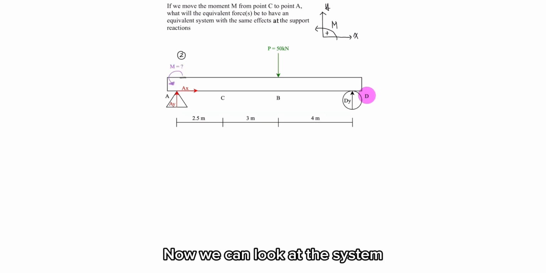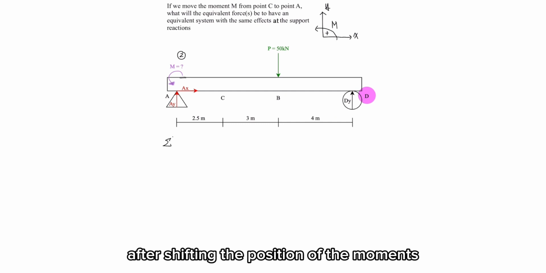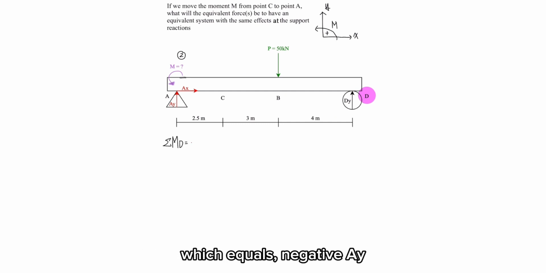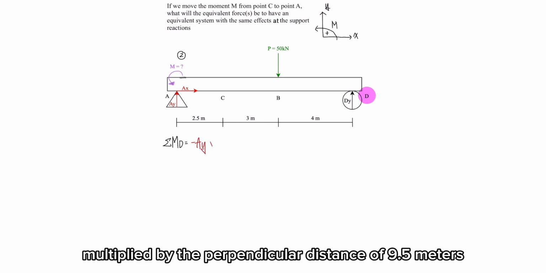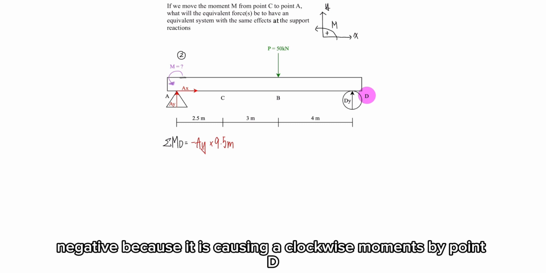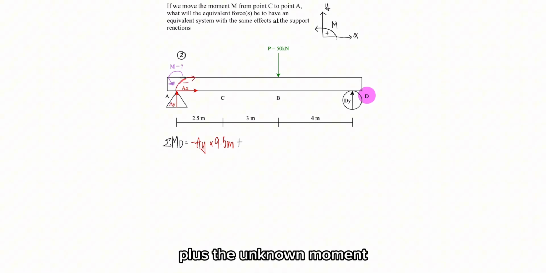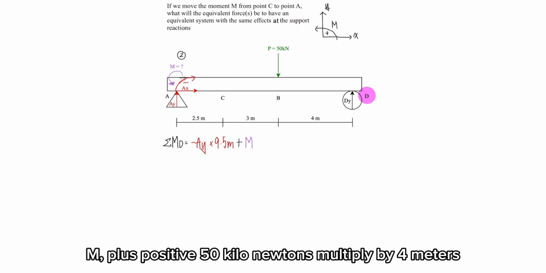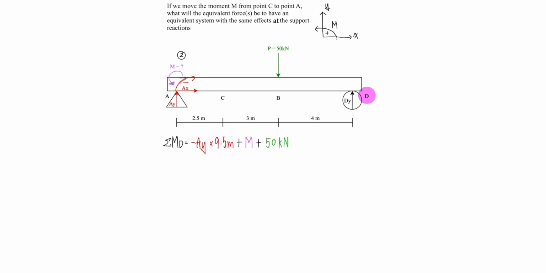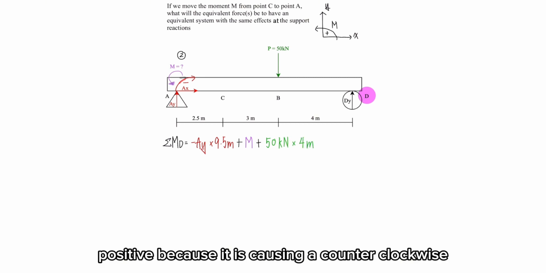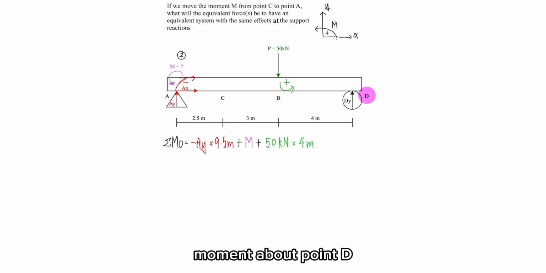Now, we can look at the system after shifting the position of the moment. We will take the moments about point D, which equal negative AY multiplied by the perpendicular distance of 9.5 meters, negative because it is causing a clockwise moment about point D, plus the unknown moment M, plus positive 50 kilonewtons multiplied by 4 meters. Positive because it is causing a counterclockwise moment about point D. We will label this equation 2.